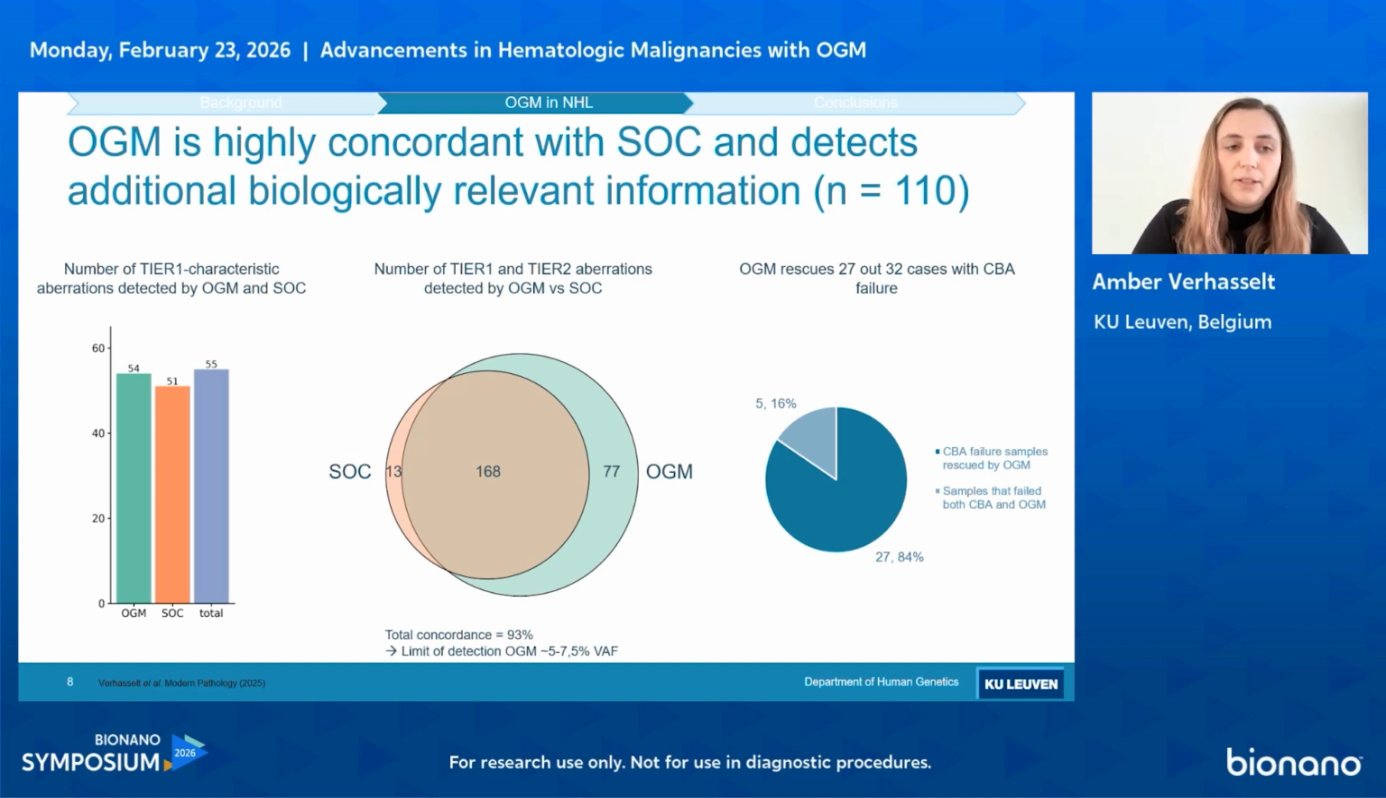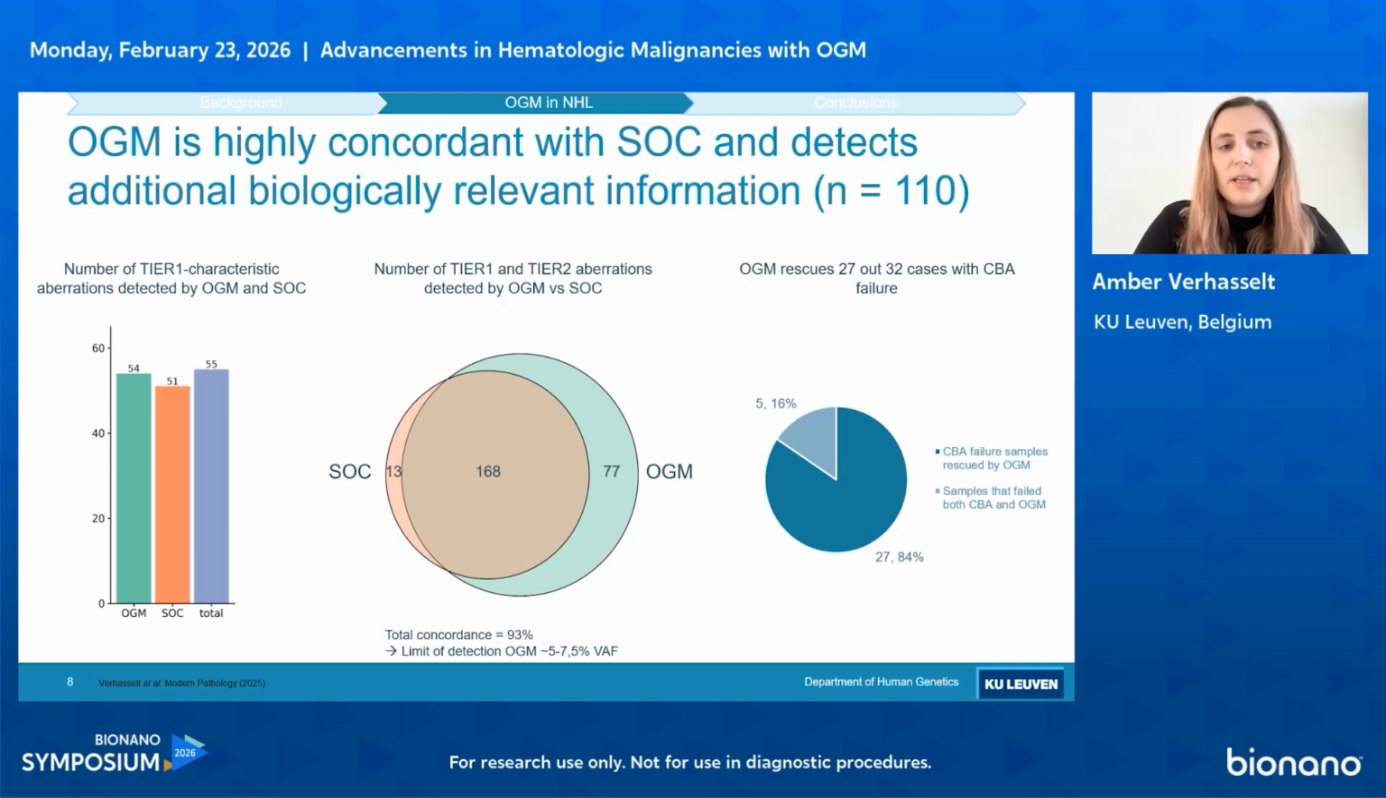And as you can see, there were also 4 extra aberrations detected with optical genome mapping that were not detected by the standard of care. When we look at the total number of tier 1 and tier 2 aberrations that were reported by the standard of care, optical genome mapping detected 168 of them. And again, we did miss some aberrations, 13 in particular, but these were all again present at the border of the limit of detection. So in total, we saw a concordance of 93%, and the limit of detection, similar to what other people have seen, is around 5 to 7.5% of variant allele frequency.